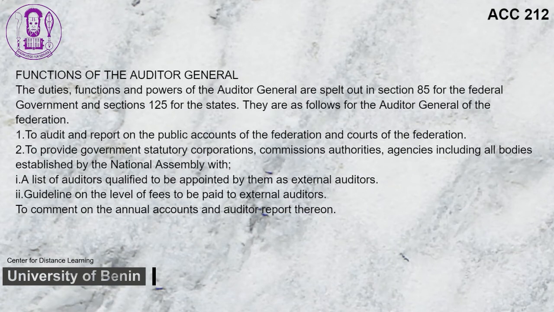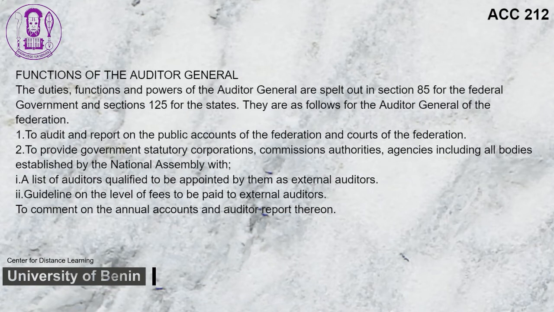Functions of the Auditor General. The duties, functions, and powers of the Auditor General are spelled out in Section 85 for the federal government and Section 125 for the states. They are as follows for the Auditor General of the Federation. 1. To audit and report on the public accounts of the Federation and courts of the Federation.